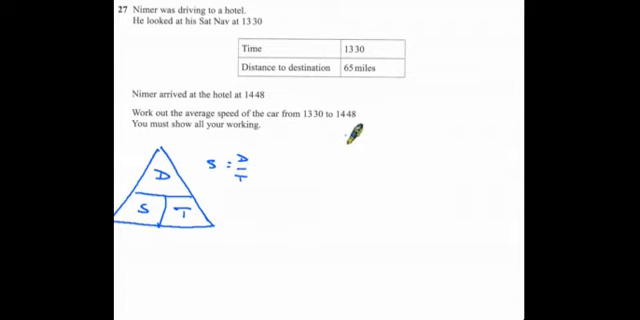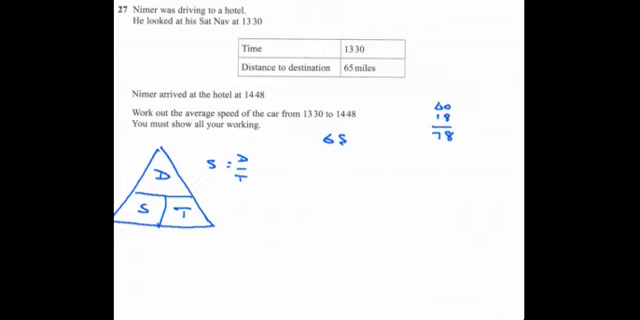Well, we know the distance. The distance is the easy part. That is 65 miles. Now we need the time. Well, from 1:30, 13:30 to 14:48, well, 1:30 to 2:30 would be 60 minutes, and from 2:30, that's 14:30 up to 14:48 is another 18 minutes. So he's actually done 78 minutes.